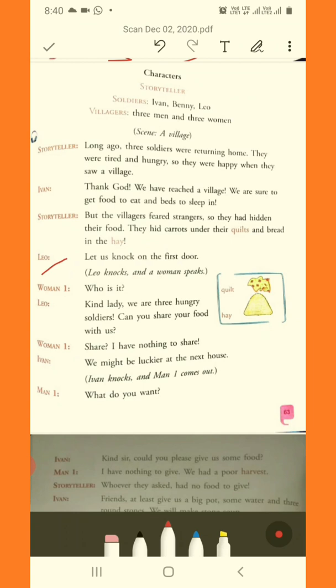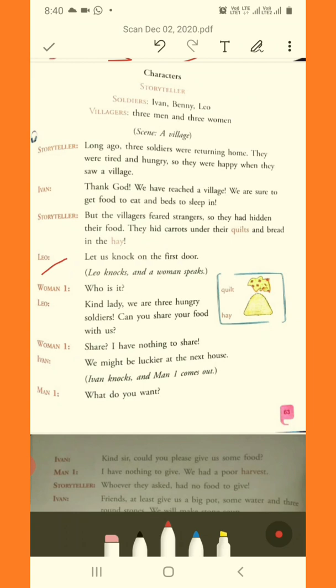Can you share your food with us? We are very hungry. So what will the woman reply? She says, share? I have nothing to share. Okay, as if she is surprised. She says, share? What are you saying? I have nothing to share.